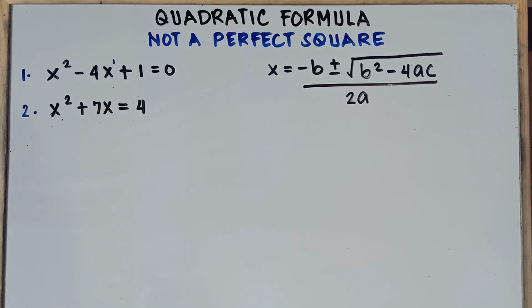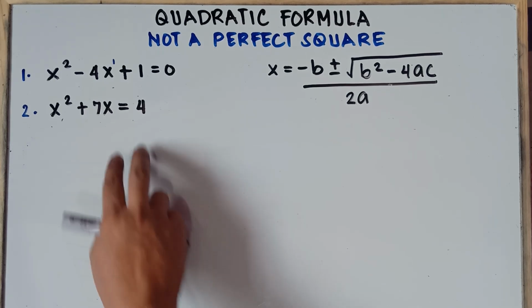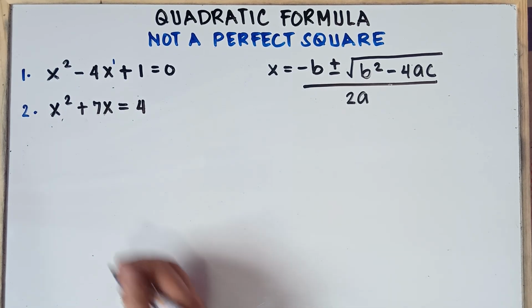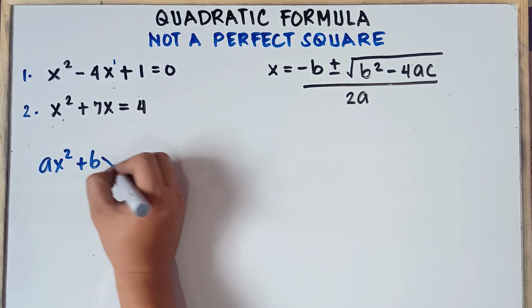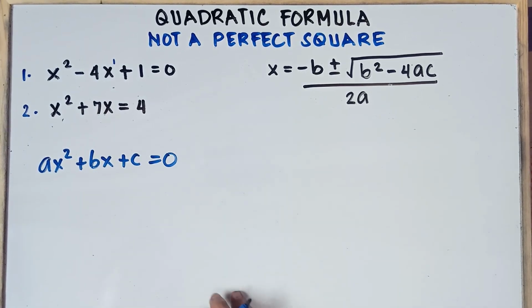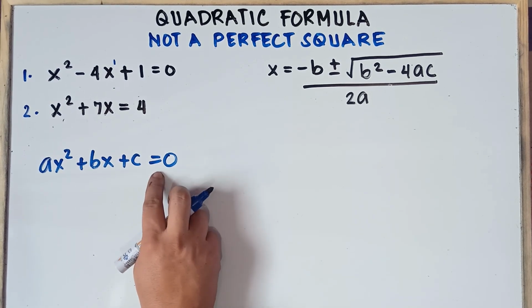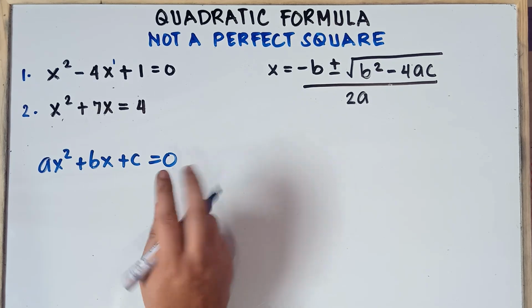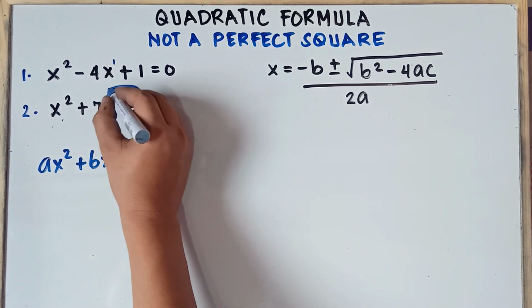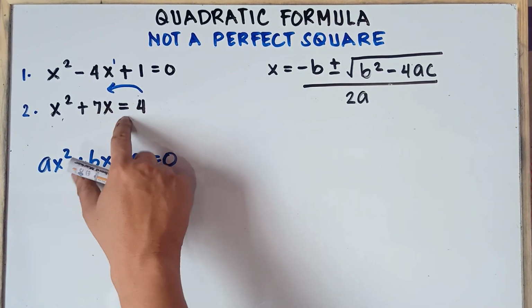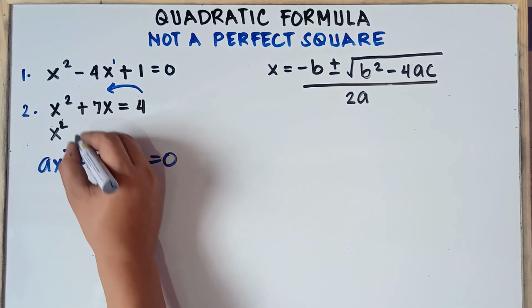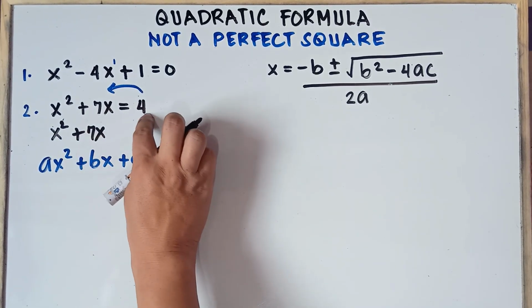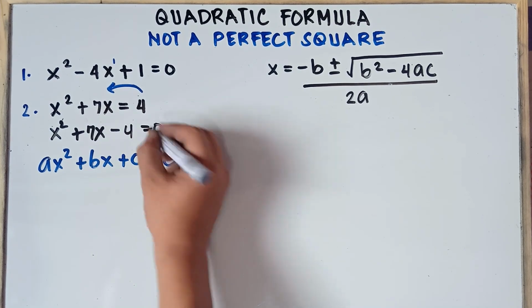Now for number 2, class, you check the equation. Is it on standard form? Nope, it's not. So we need to transform this one into standard form. Once again, class, the standard form of a quadratic equation is ax squared plus bx plus c equals 0. So therefore, class, the right side of this equal sign should be equal to 0. Therefore, we need to transpose 4 from right to left. And once we transpose 4, we change the sign. So our equation will be x squared plus 7x, this is positive 4, it will be negative 4 equals 0.